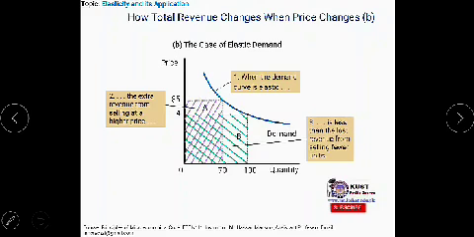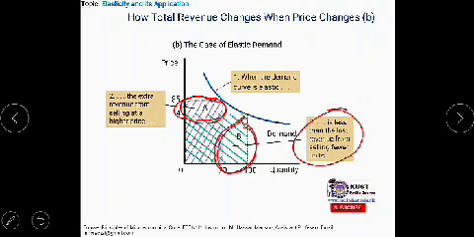So as you can see, the price has increased from $4 to $5. Now what has happened, this portion shows the increase in the revenues and this portion shows the decrease in the revenues. So decrease in the revenues is more than increase in the revenues when the price has been increased. So there is a loss in the total revenue.